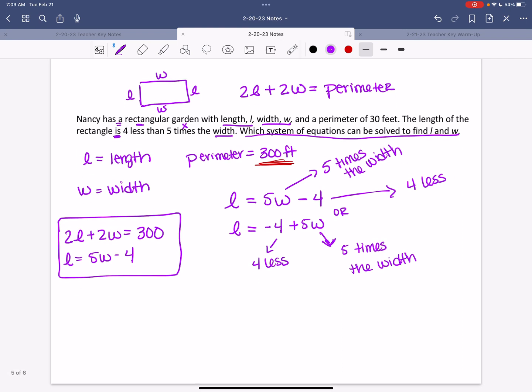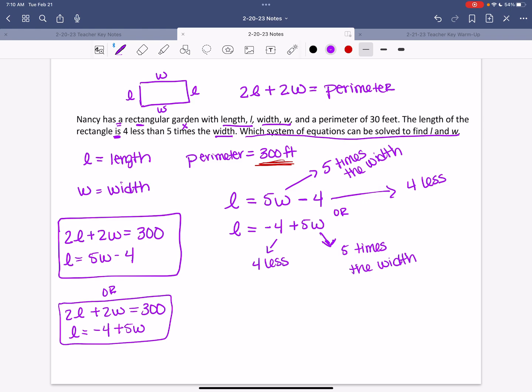Okay, so I'll go ahead and write that down. 2 length plus 2 width, which is our perimeter, is 300. And then if you wanted to write the other one, L is equal to -4 plus 5W. Either one is the correct answer.